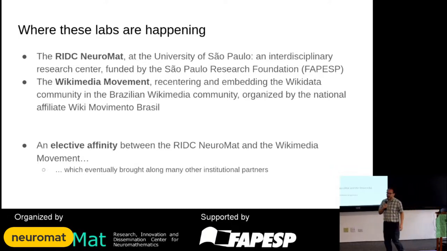The RIDC NeuroMat at the University of São Paulo is an interdisciplinary research center funded by FAPESP. This event is also organized by the Wikimedia movement, recentering and embedding the Wikidata community in the Brazilian Wikimedia community, organized by the national affiliate Wiki Movimento Brasil. So many of us here are actually wearing both hats, as NeuroMat and as members of the Wikimedia community. And there has been, I would say, an elective affinity between this research center, which was launched in 2013, and the Wikimedia movement. Through this affinity, many other connections were made with other institutional partners.